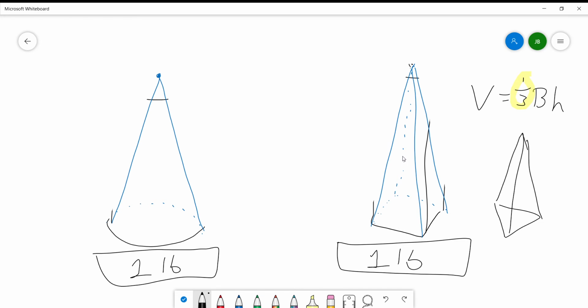Now in your book on page 169, I have no idea what that little lowercase s stands for right now. Oh, that's the slant height s. Why are they using s here instead of that swirly thing that they were using just a second ago? Whatever.